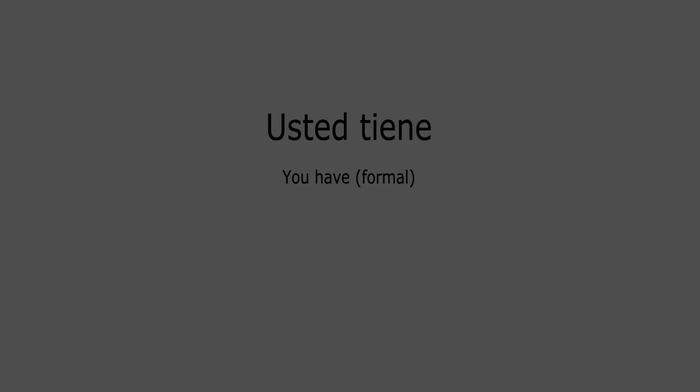How do you say I have in Spanish? Yo tengo. How do you say you have in Spanish? Tú tienes. What is the formal way of saying you have in Spanish? Usted tiene. How do you say he has in Spanish? Él tiene.